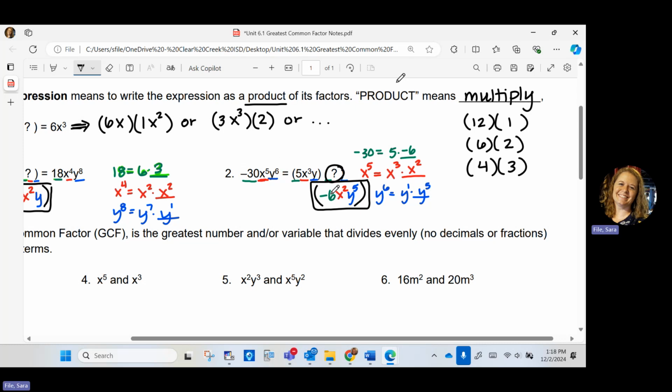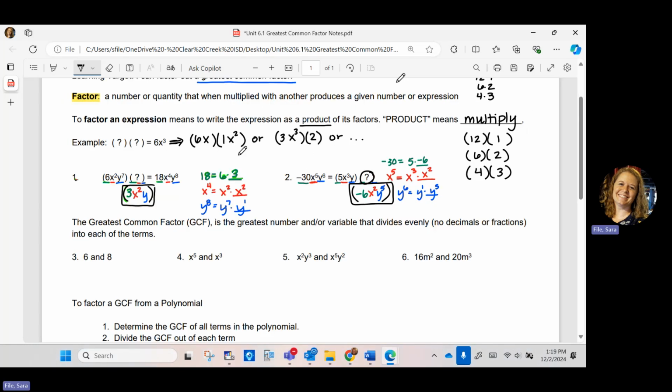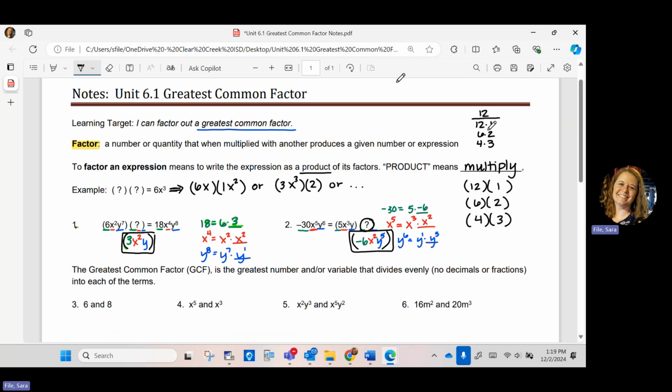So far, so good? Okay, so that's how you can, that's factors in general. Okay, what is a factor? These are factors, things that you multiply together to equal whatever this product is supposed to be. Okay, just like with numbers. The factors of 12 are 12 and 1, 6 and 2, 4 and 3. Those are all factors, things that could be multiplied together to get you back to that number or term.